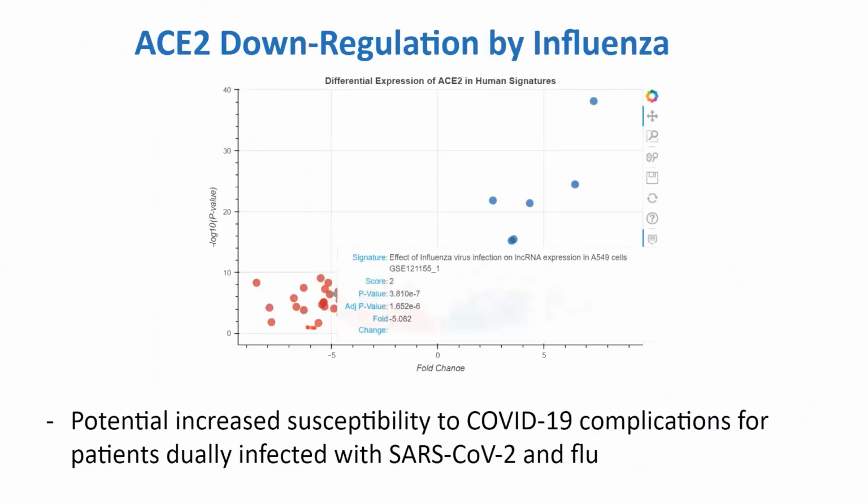Using the appyter to query ACE2 in humans, various signatures were identified that modulate ACE2 expression. A549 cells infected with the influenza virus were shown to underexpress ACE2, potentially suggesting an increased susceptibility to COVID-19 complications for patients dually infected with SARS-CoV-2 and flu.